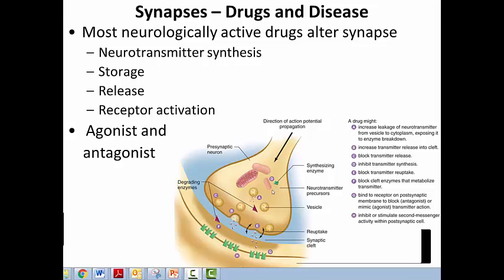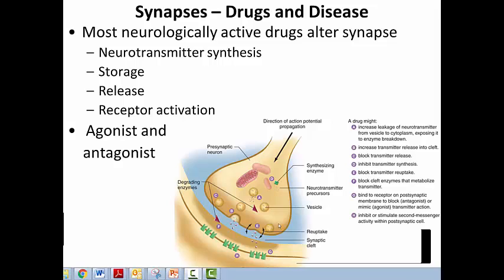So what we see is this: A, a drug or other compound could cause increased leakage of neurotransmitter from vesicles, and therefore it could be destroyed by enzymes, and you'd have lower levels of that neurotransmitter in the presynaptic cell. B, the drug could increase the release of the neurotransmitter into the cleft. C, obviously, the drug could block the release of the neurotransmitter into the cleft. D, the drug could inhibit the synthesis of the neurotransmitter.